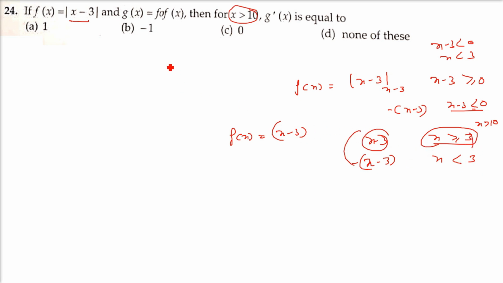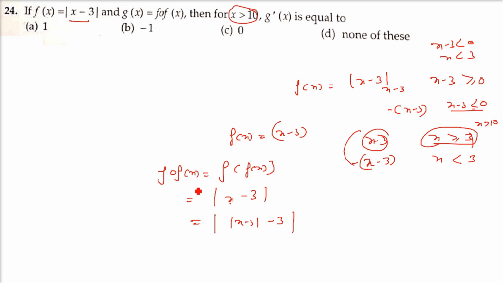Now let us take the modulus, because f of f(x) will be mod x minus 3 inside x minus 3. That is f of f(x). So mod x minus 3 is there. In place of x, you have to replace it by mod x minus 3. So you have mod x minus 3, you have to replace x by mod x minus 3 minus 3.